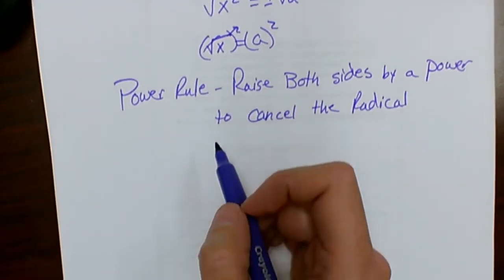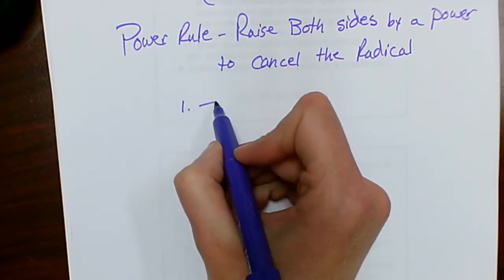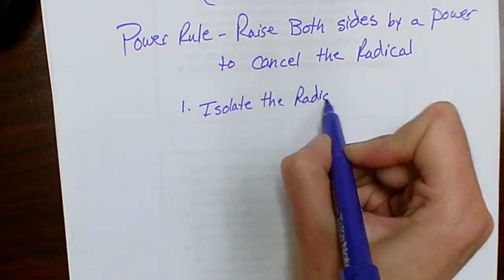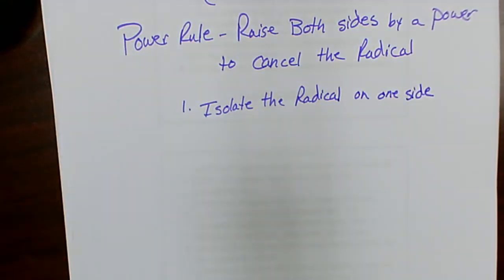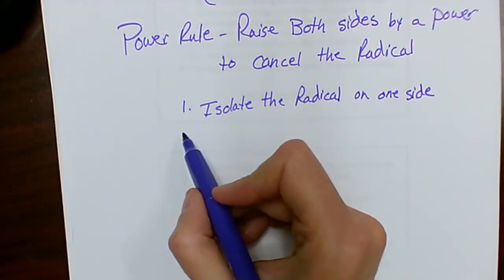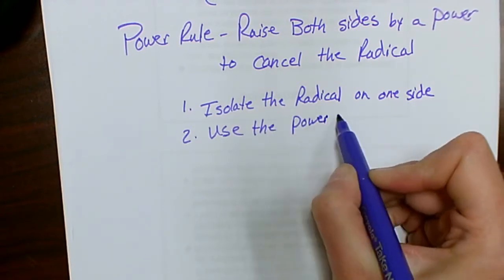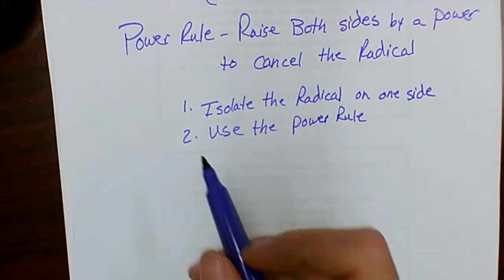So the steps to solving radical equations: 1, you have to isolate the radical on one side. So the radical must be isolated. It can't be a radical plus or minus a value or something times a radical. It has to be isolated. Then you're going to use the power rule to cancel out the radicals.